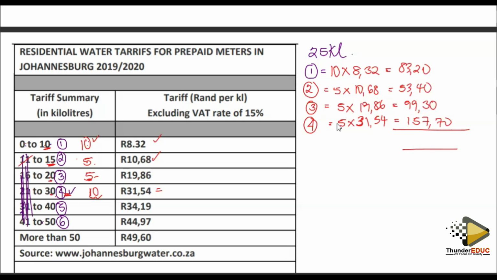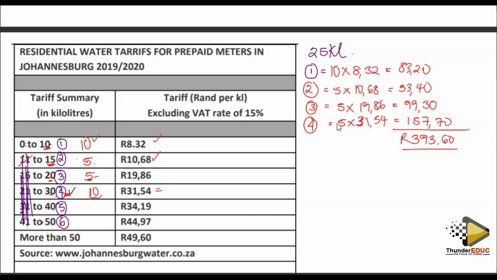Now, what do we do? We add everything. Let's add it up. 83 rands 20 cents plus 53 rands 40 cents plus 99 rands 30 cents plus 157 rands 70 cents. So we end up having the answer as 393 rands 60 cents. This is the money.